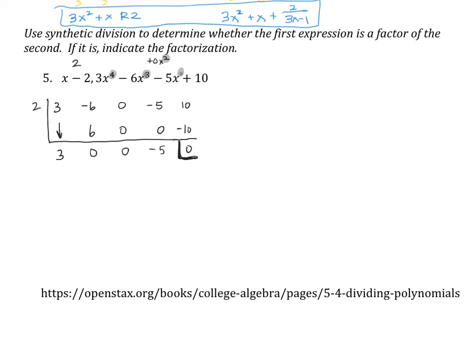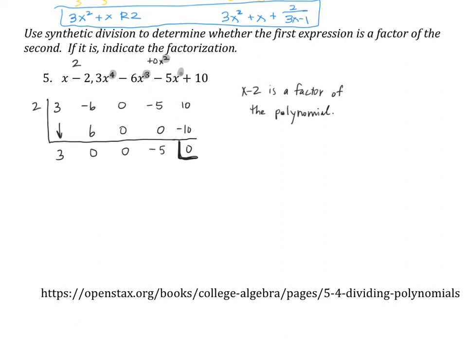If it goes into it evenly and the remainder is 0, that means that it is a factor. The first expression is a factor of the polynomial. Okay, so x minus 2 is a factor of the polynomial. And again, that's because you had a remainder of 0. Okay, so now we're going to write what we got.